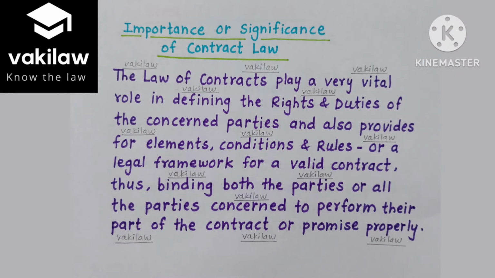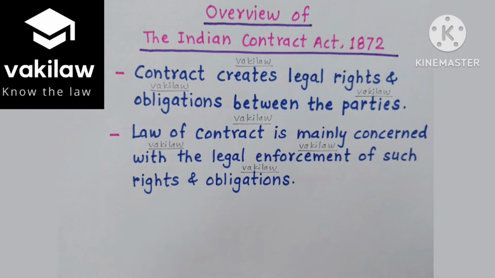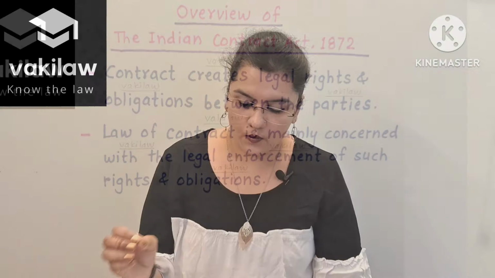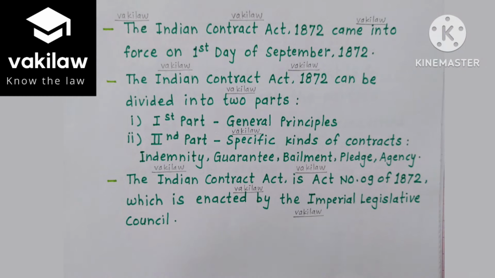Then you are going to write about importance. Why is the law of contracts important in our legal system? I have also stated that, and you can check that also. Later on, you are going to write an overview of the Indian Contract Act. Here, you are required to write a bird's eye view of the Indian Contract Act, which I have discussed. What is expected is when the Act came into force. It came into force on the 1st of September in 1872, and it is Act number 9 of 1872, which is expected to be written in the overview.